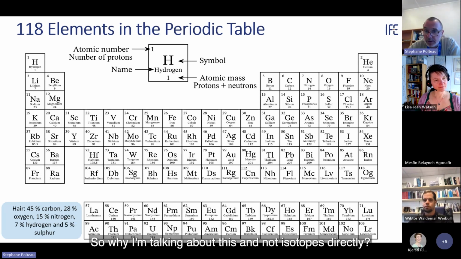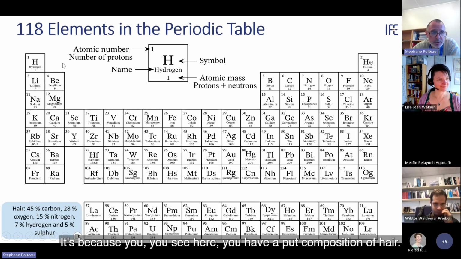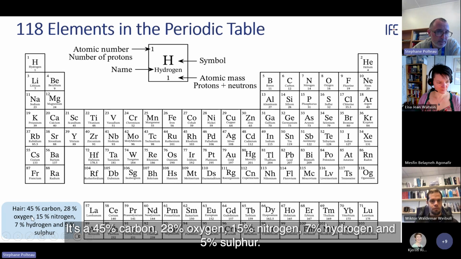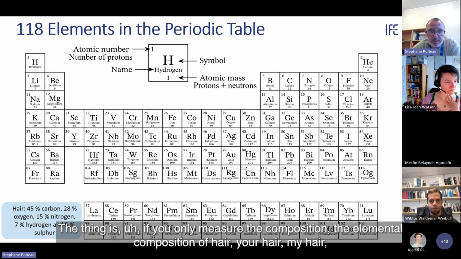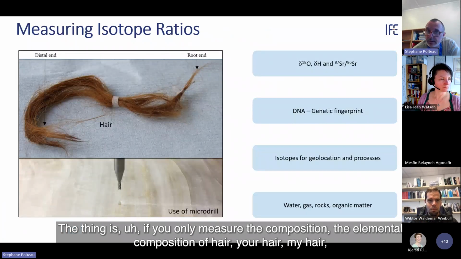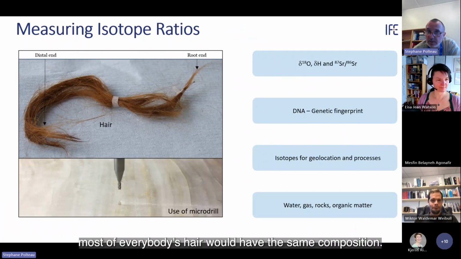So why am I talking about this and not isotopes directly? It's because you see here, I put the composition of hair. It's 45% carbon, 28% oxygen, 15% nitrogen, 7% hydrogen, and 5% sulfur. The thing is, if you only measure the elemental composition of hair, your hair, my hair, most everybody's hair would have the same composition.